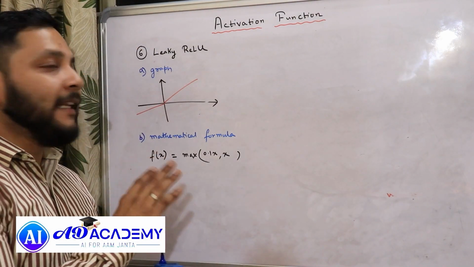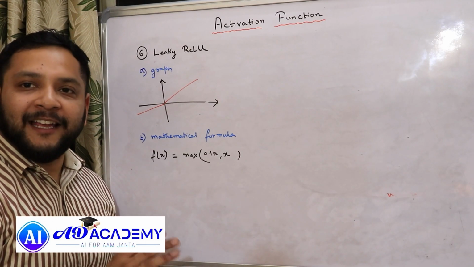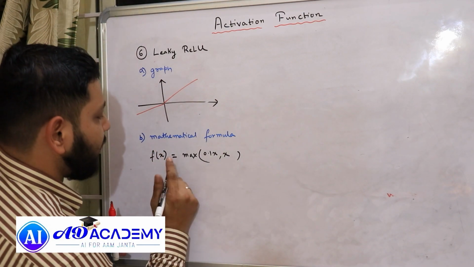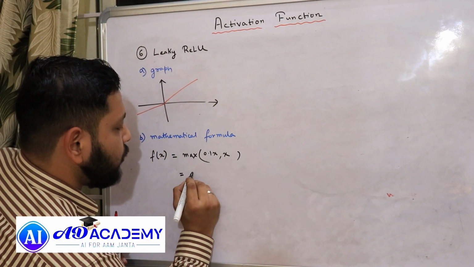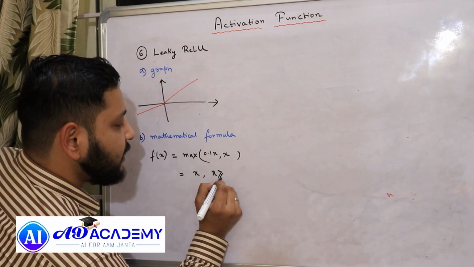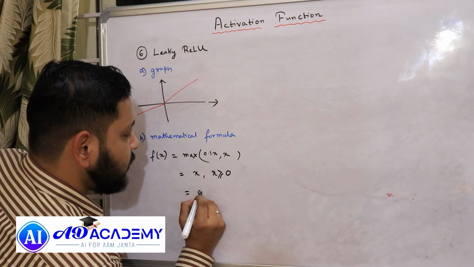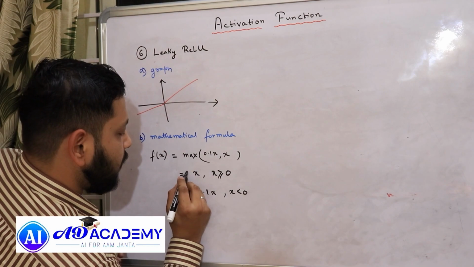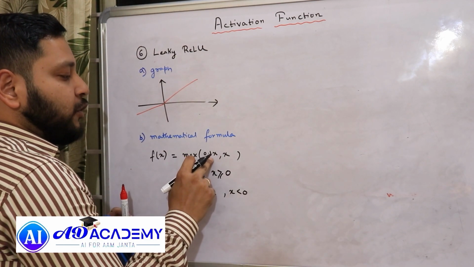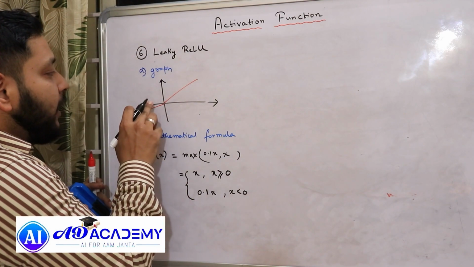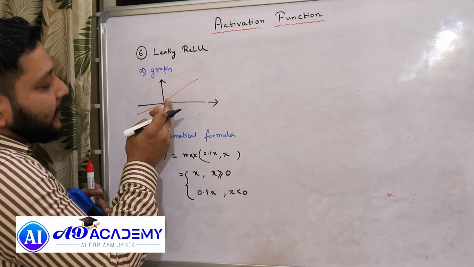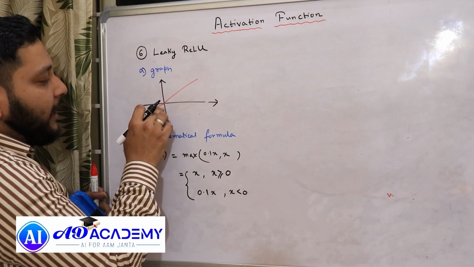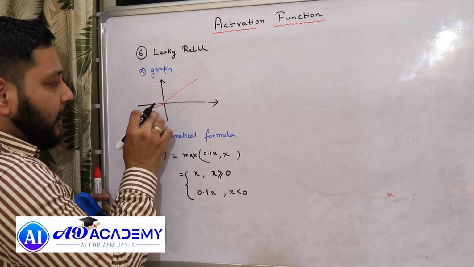Next one is leaky ReLU. It solves the problem of dying ReLU. In the mathematical formula, this equals x when x is greater than 0, and equals 0.1 of x when x is less than 0, or we can also write it as max of 0.1x and x. So in ReLU, when x is less than 0, it is a straight line parallel to 0, but here we are giving 0.1x.